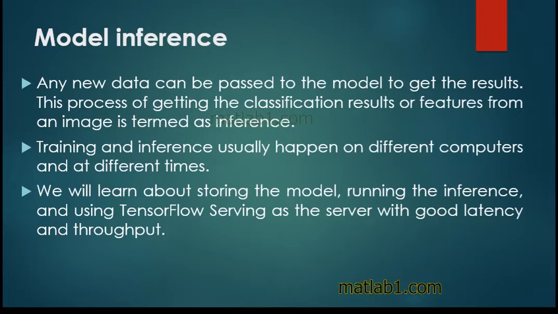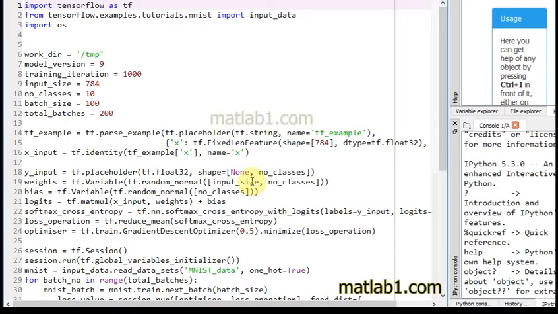Exporting a model. The model after training has to be exported and saved. The weights, biases, and the graph are stored for inference. We will train an MNIST model and store it. Start with defining the constants that are required, using the following code.